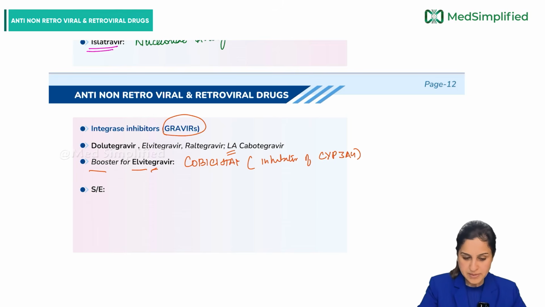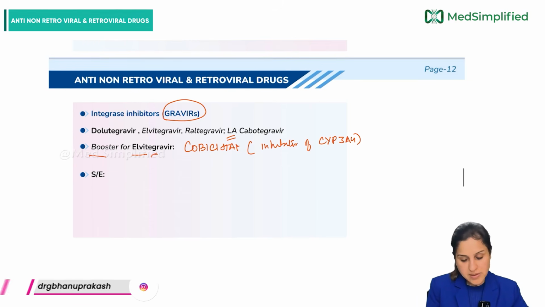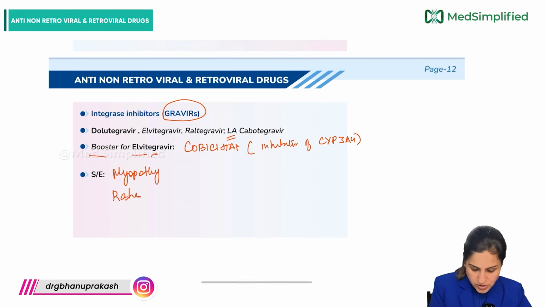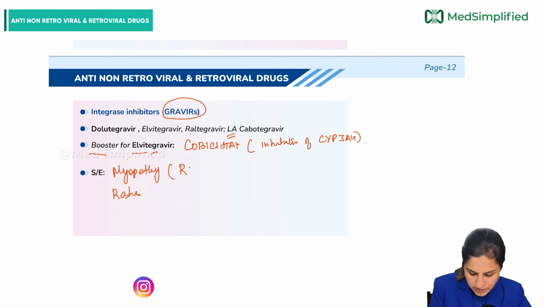So it boosts the effect of elvitegravir. So remember this. Side effect of these gravirs is they can cause myopathy and they can cause rashes. So myopathy is more common with raltegravir.